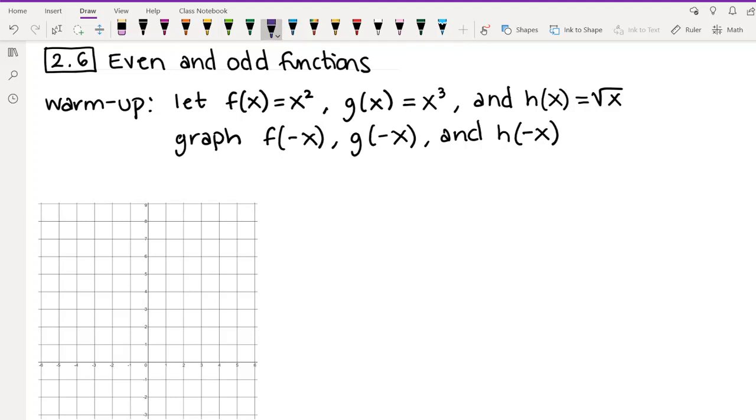Okay, so let's start with the first function. So the first function we're going to graph f of x in purple. So I'm just going to graph the original function f of x is equal to x squared. And then we'll graph f of negative x. Okay, so what would f of negative x look like?